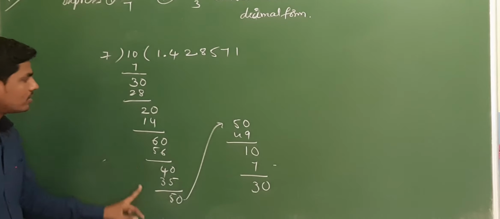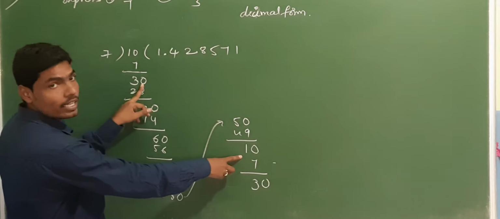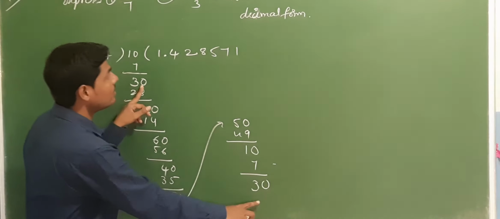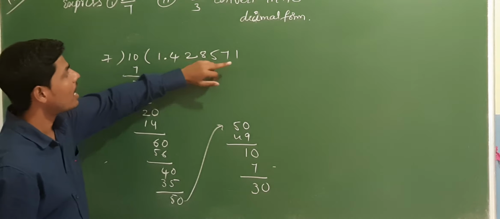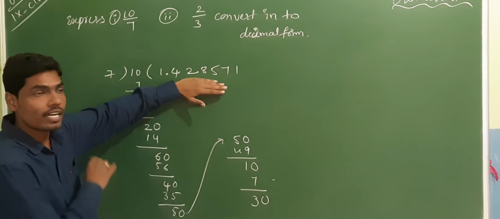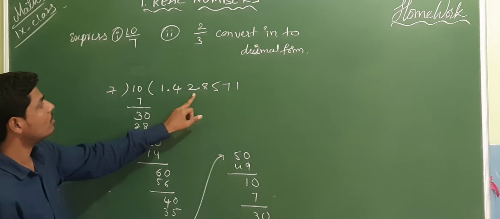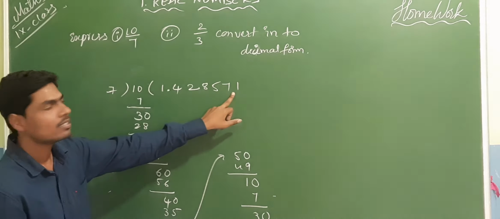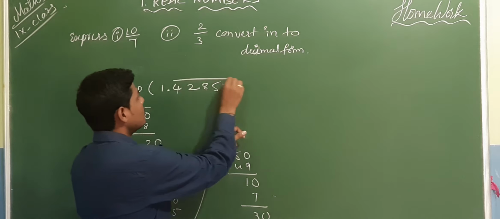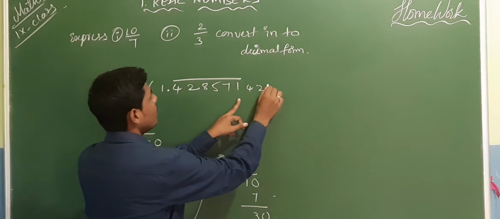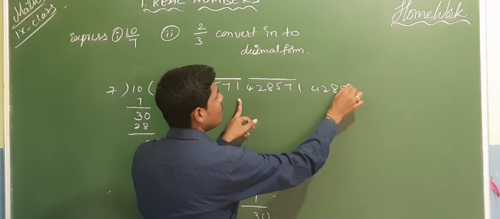If you observe this process, already 10 is here, and 10 is here again. After doing one step, you got 30 here, and again you got 30. That means after 1, 2, 3, 4, 5, and one more, 6 digits, the decimals will be repeated. How many decimals are repeated here? 4, 2, 8, 5, 7, and after 1 again 4, 2, 8, 5, 7. That means total 6: 4, 2, 8, 5, 7, 1. Next again 4, 2, 8, 5, 7, 1.